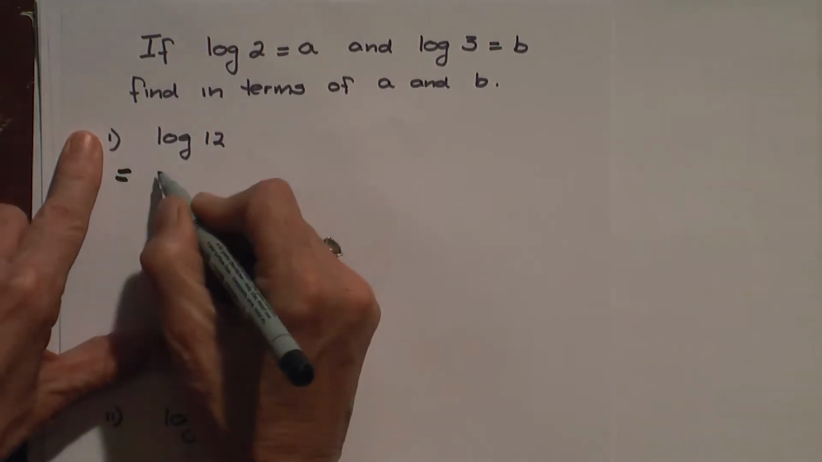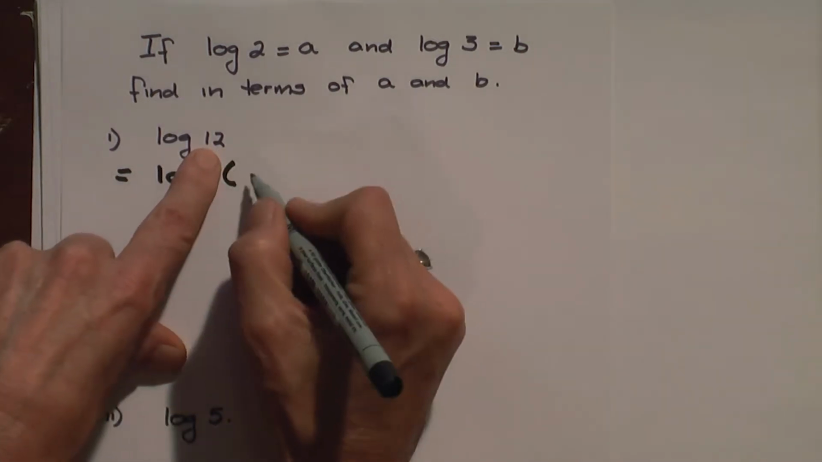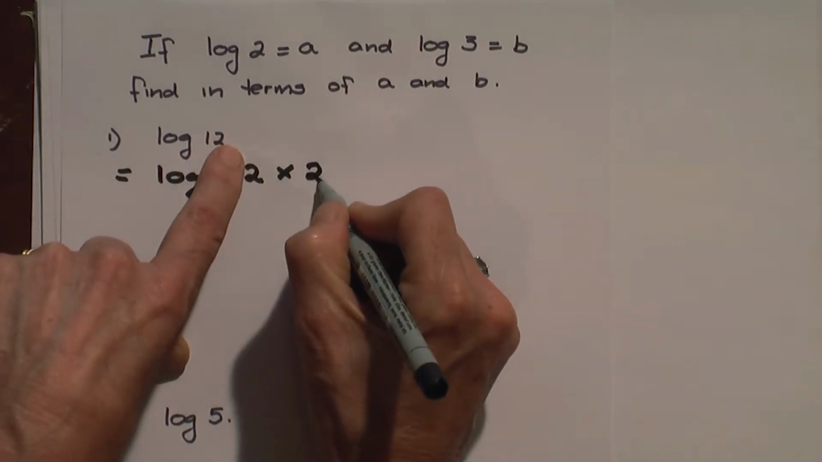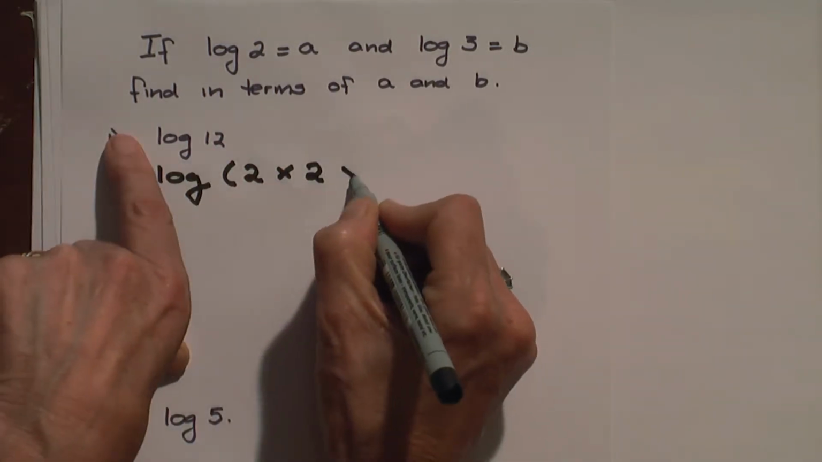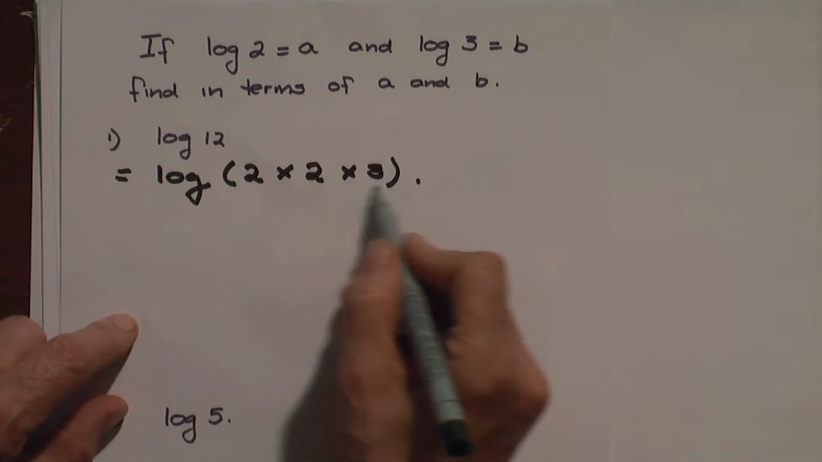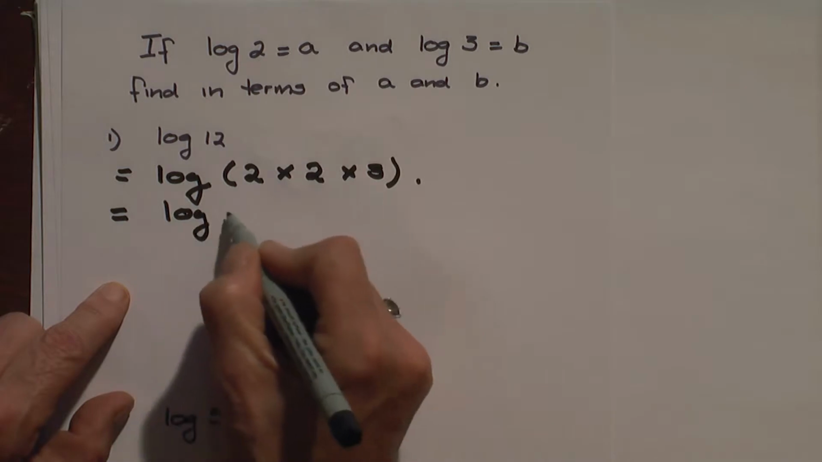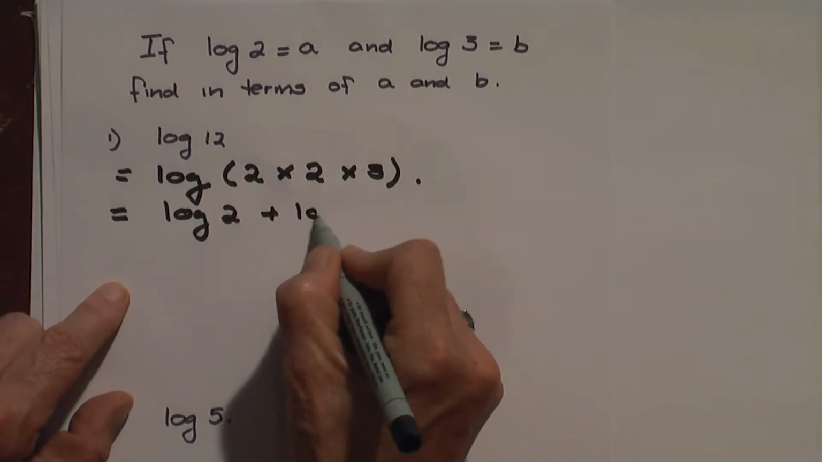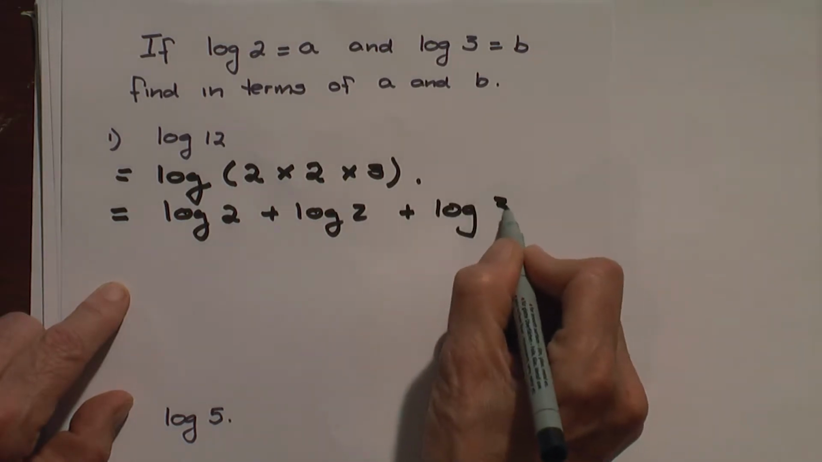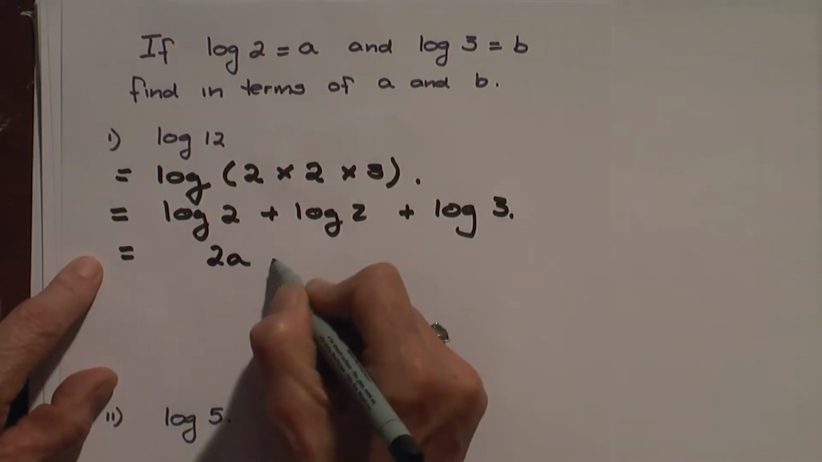So I'm going to write this, in its prime factors, as log, break it up. I've got 2 times 6, which is 2 times another 2. 2 times 2 is 4 times 3. Now, there we go. I'm multiplying the numbers, so I add the logs. So I've got log 2 plus log 2 plus log 3. Level 2 question, which gives me A and another A, 2A plus B.